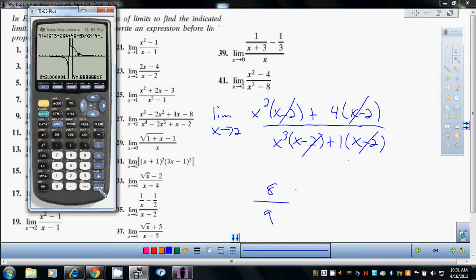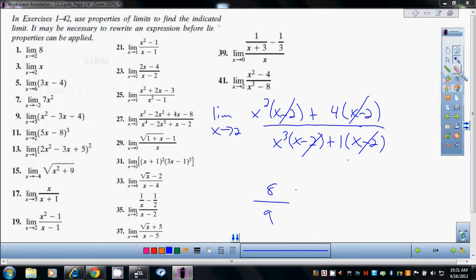Questions about how we did 27 either way? No? All right, let's look at a different one. 35 was the one I heard, so let's look at that one. Basically, you're going to want to try the point check anytime some way to factor doesn't just stick out to you.